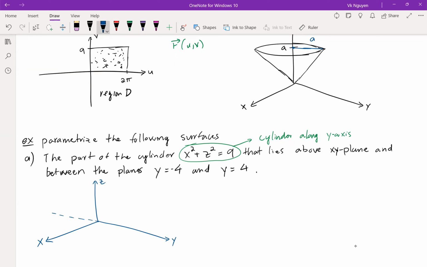Okay, so you have a cylinder, right? But you want it to be above the xy plane. The way to draw this is you're going to have to draw something like this. And then this one, I'll try to match here.